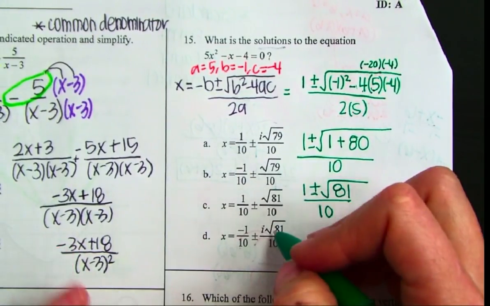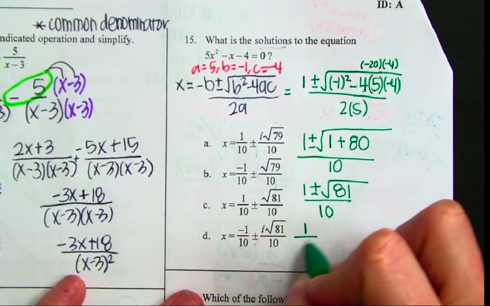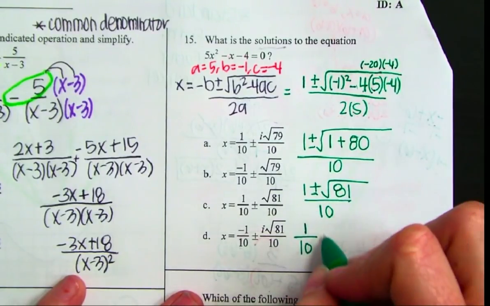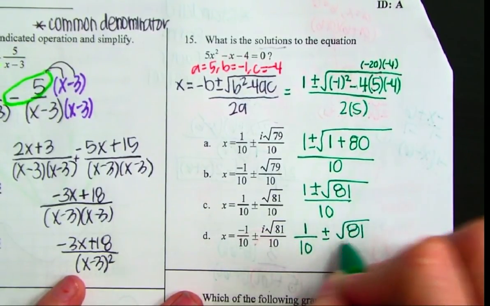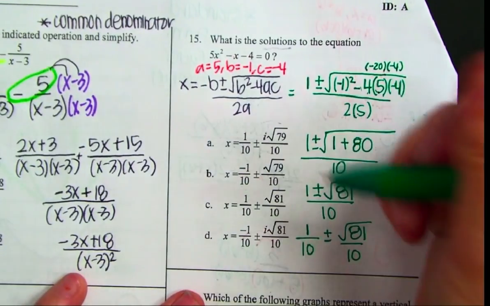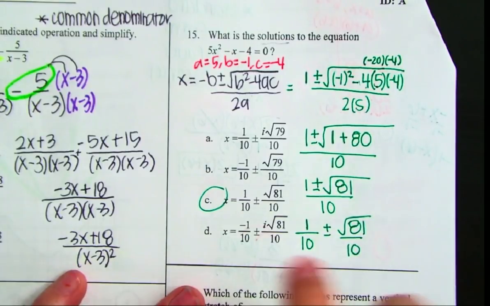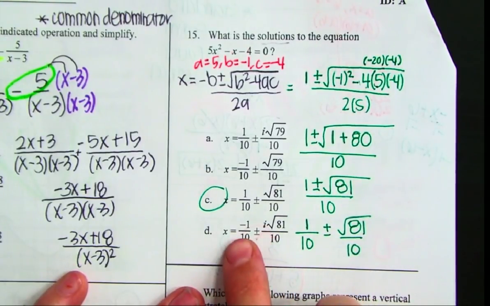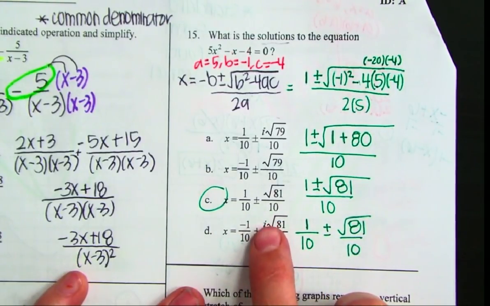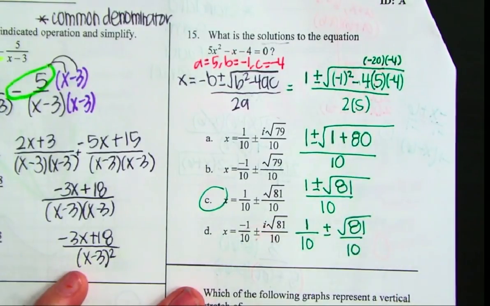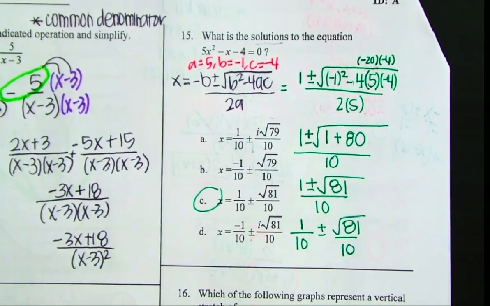And if you look at our answers, they are actually going to break this apart and divide the 1 by 10 and divide square root of 81 by 10. So our answer is C. We would make sure not to choose D. D would be if you had a negative 1/10, and then the i would mean there was a negative underneath the square root, and we did not have that.